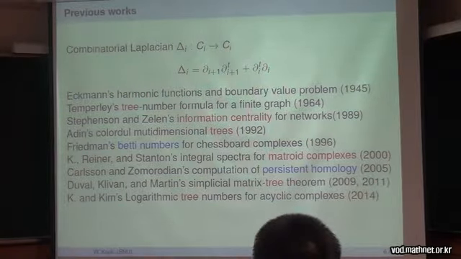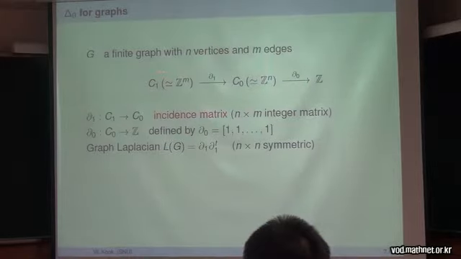So delta 0 is the combinatorial Laplacian in dimension 0. Let's say we have a finite graph with n vertices and m edges. Think of it as a one-dimensional simplicial complex or one-dimensional CW complex, as you like. The chain group in dimension 1 is a free abelian group of rank m, and the chain group in dimension 0 would be a free abelian group of rank n. And the incidence matrix is the boundary operator. And then we also consider the augmentation going from C0 to another copy of the integers.